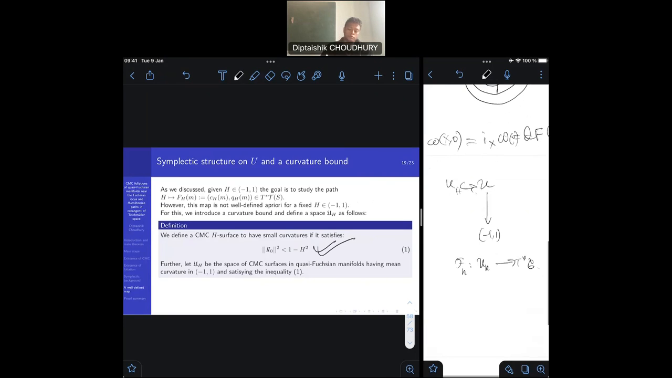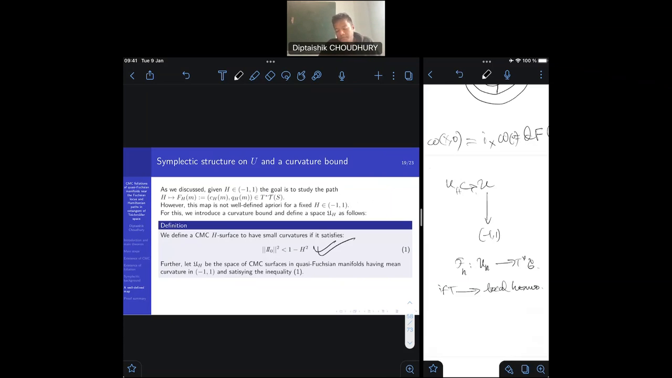So how do you show it's a local diffeo? First, recall that this U_H is the space of CMC surfaces having mean curvature H and satisfying the inequality. So this implicit function theorem that we applied to define these examples in the Fuchsian case, applied to the quasi-Fuchsian case, gives you the unique solutions for this U_H from T*T. So this implicit function theorem gives you the local homeo property around the Fuchsian locus, because the Fuchsian locus corresponds to the zero section of T*T.